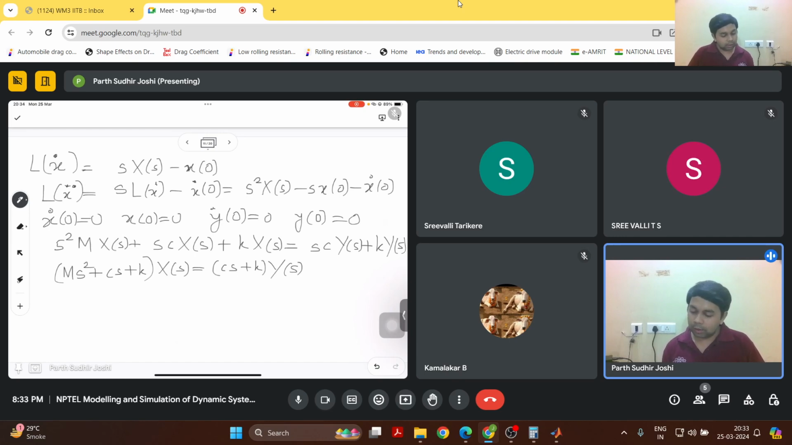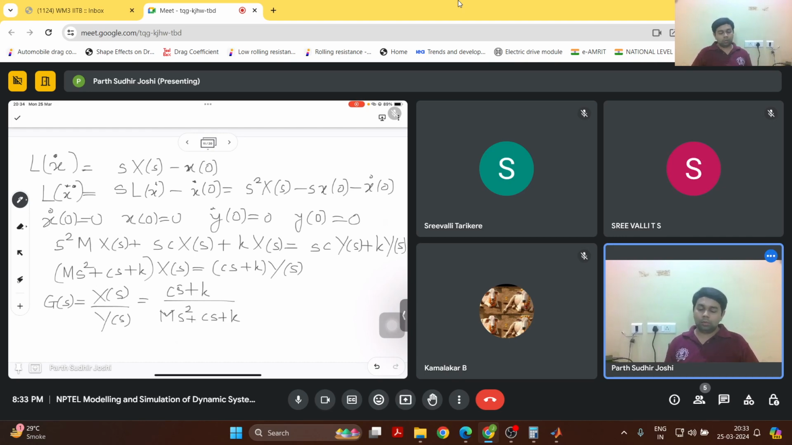so our transfer function, let us say G of s, is the output, which is X of s, by the input Y of s. So it's basically cs plus k upon ms square plus cs plus k. So this is how we can get the transfer function for this problem. Any questions or any doubts regarding this?